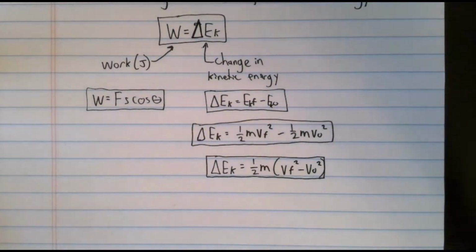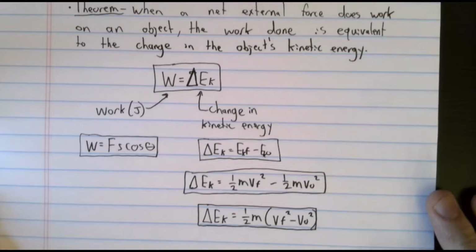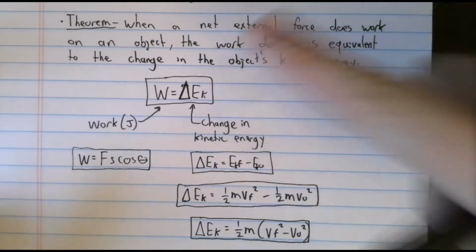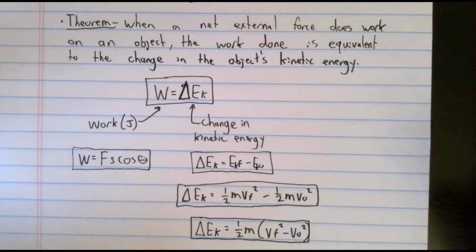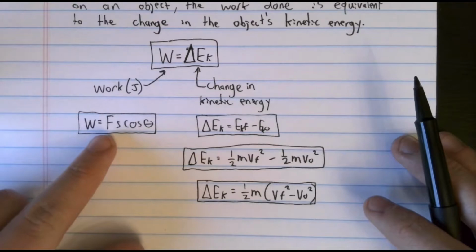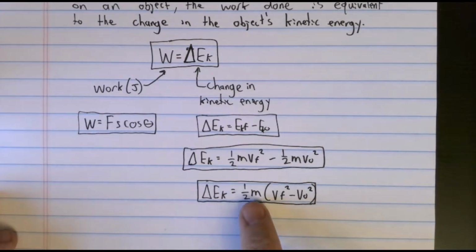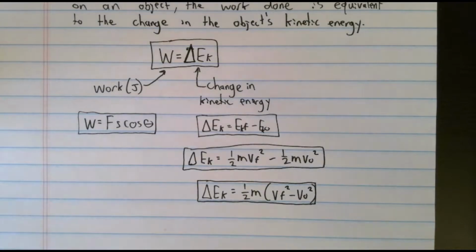All right, now don't let all that scare you. It'll be easy to choose them based on the context, and you can always just start here and start plugging in crazy stuff. The most general form would be to combine F s cosine theta equal to 1/2 m (vf squared minus vo squared). I guess that would be the most detailed, using all the letters.